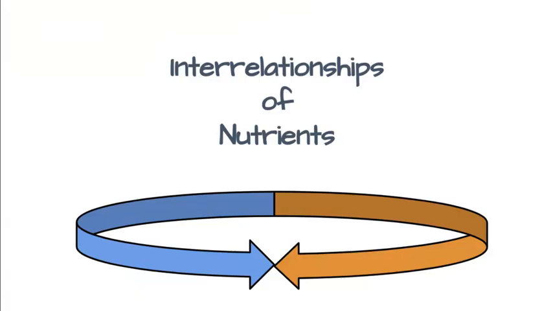So an interrelationship is the term for nutrients working together. It's important in an interrelationship question that you don't talk about each of the nutrients' functions individually. You have to show an understanding of how the nutrients work together as a team.